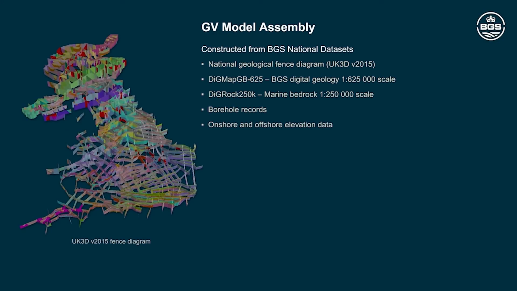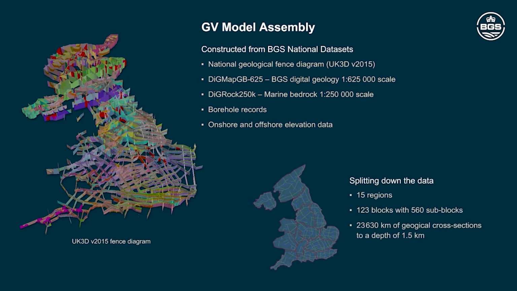The regional block models are constructed from national geological datasets with some additional new material. They include the UK3D fence diagram, which is a network of geological cross-sections covering the UK, as well as DigMap GB surface datasets. As these are large national coverage datasets, they have been split down into regions and then further divided into subblocks to produce accessible 3D models that can be easily distributed.